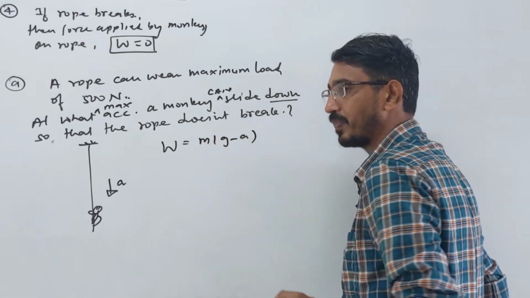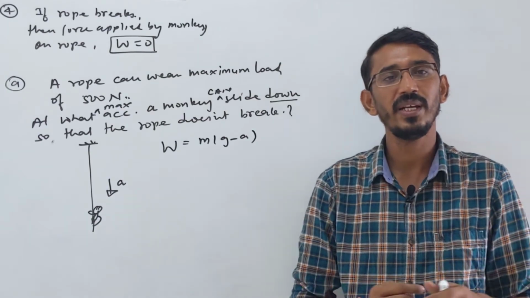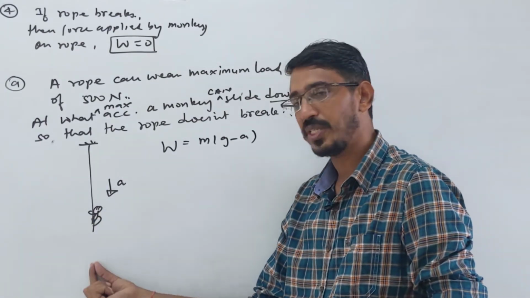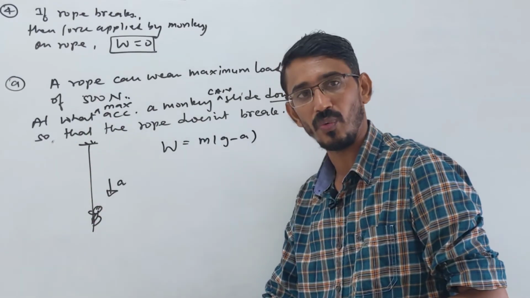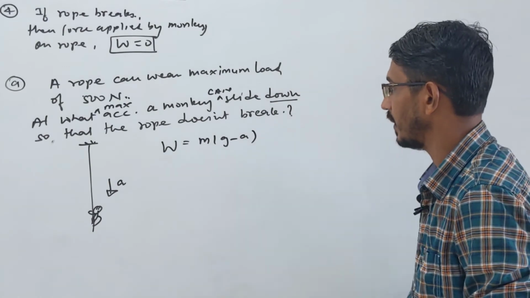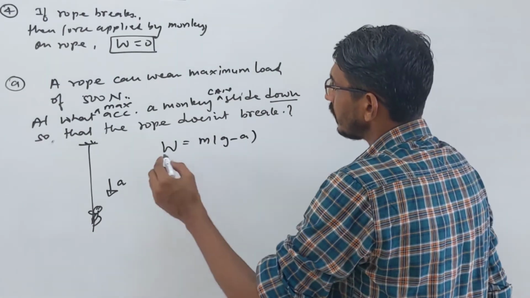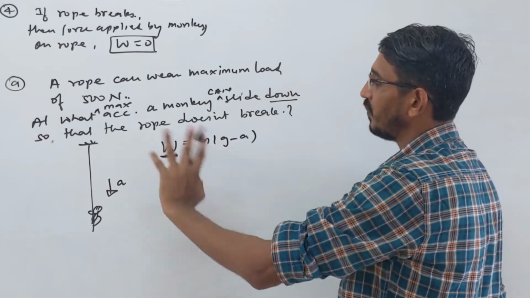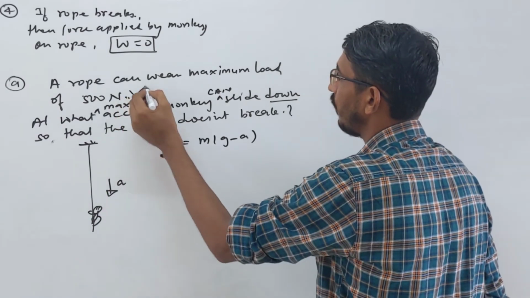m(g minus a). When a lift is accelerating downward, how do you write the apparent weight? mg minus a. How did you write it? Force mg downward, the force applied on this rope is upward, and acceleration is downward, right? Three forces you write, you get this answer. Already we have done this for the lift case, it is the same. This is the apparent weight of this monkey, which is simply the force applied by the monkey on the rope. So this is given as the maximum, already given, 500 Newton.